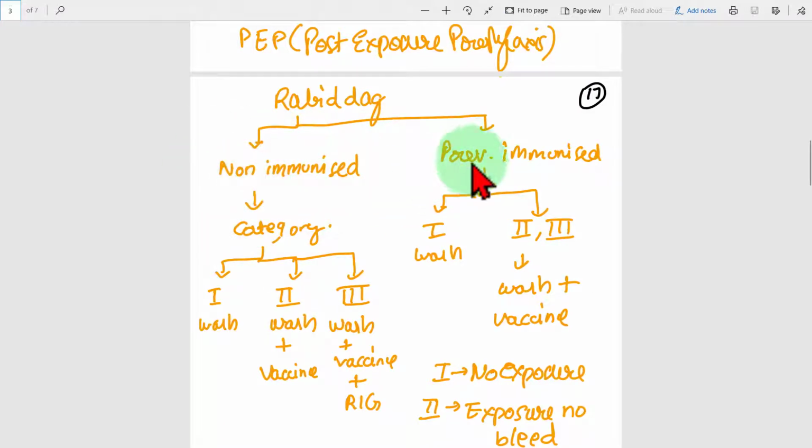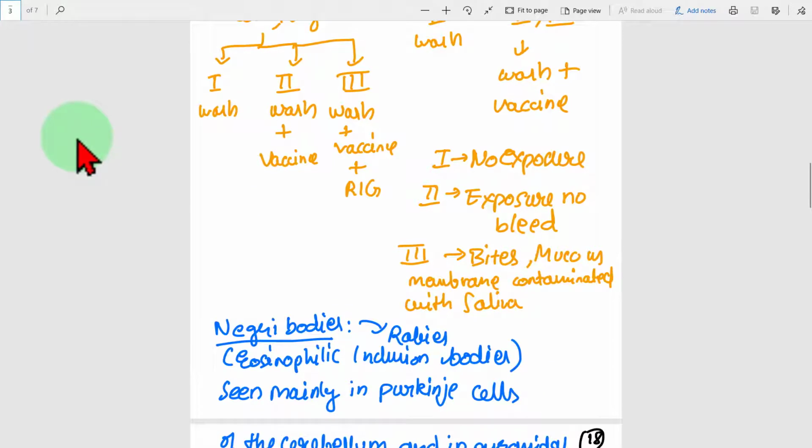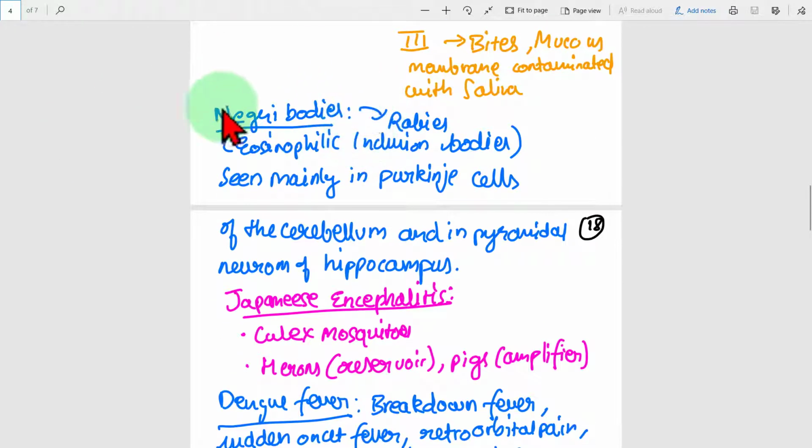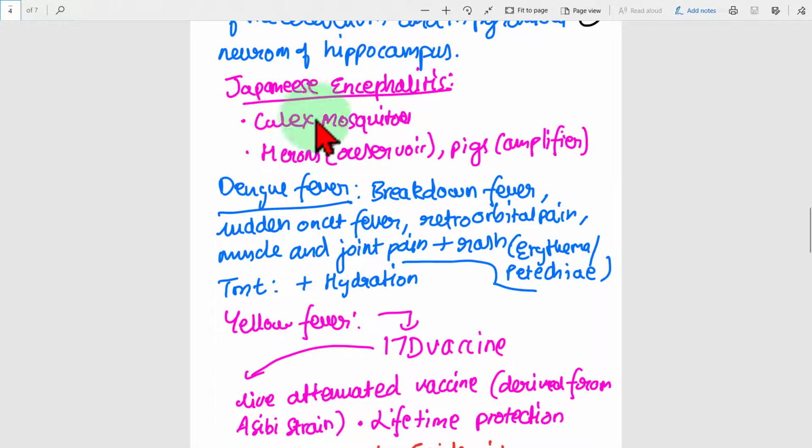Now we'll be looking at the other side, that is in case of previously immunized. In case of 1, you give a wash at the wound site, and in 2 and 3, there's wash plus vaccine to be administered. Now looking again, we have spoken about Negri bodies, seen in rabies. They are eosinophilic inclusion bodies, seen mainly in Purkinje cells of the cerebellum and in pyramidal neurons of the hippocampus.